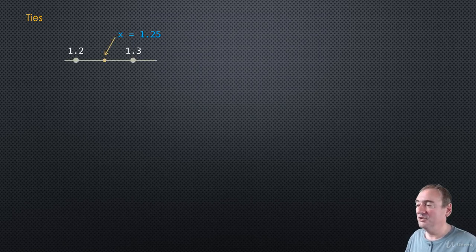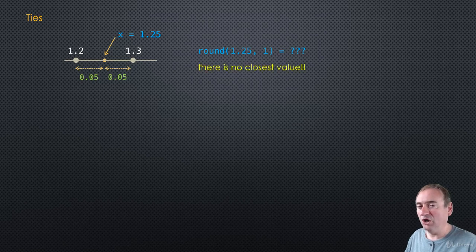Now, one thing I didn't talk about are ties. Ties is what really causes some of the issues with this. The closest, that's easy. But look at this example here. Let's look at x equals 1.25, and let's assume we're working with multiples of 0.1, so an n equal to 1. Then the two contenders are 1.2 and 1.3. What's the distance? Well, 0.05, 0.05. It's the same distance. So what's the round equal to? We don't have a closest value. There is no closest value. So we need a tiebreaker.